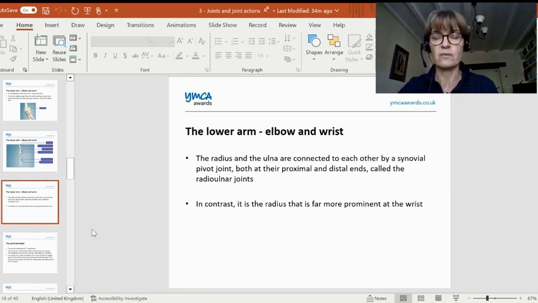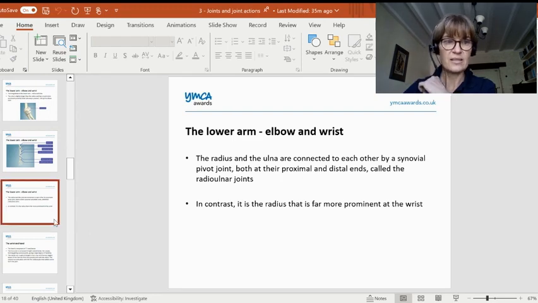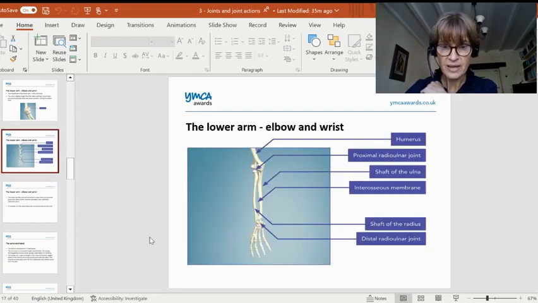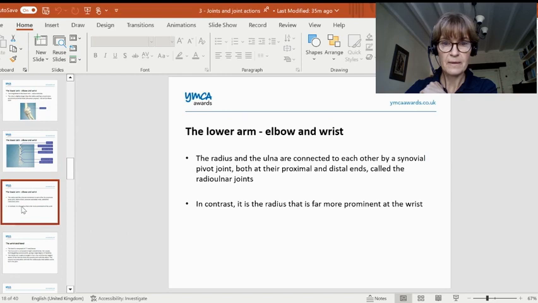Do you remember the other pivot joint that we thought about was in the upper part of our neck, formed by the atlas and the axis? But there's also a synovial pivot between our radius and our ulna, both at the proximal and distal ends. And these are our radio-ulnar joints. Now, I'd said that at the top of our forearm, the ulna is much more prominent, but at the distal end, it's the radius that's much more prominent. I'm just wondering if you can see it there. The radius is bigger at the base than the ulna is. So there we go. We've got our radio-ulnar joints, proximal and distal.